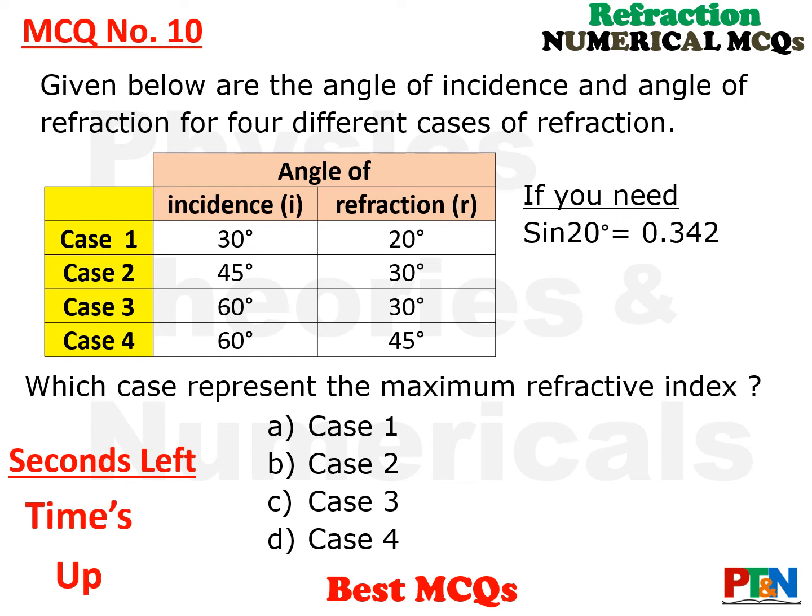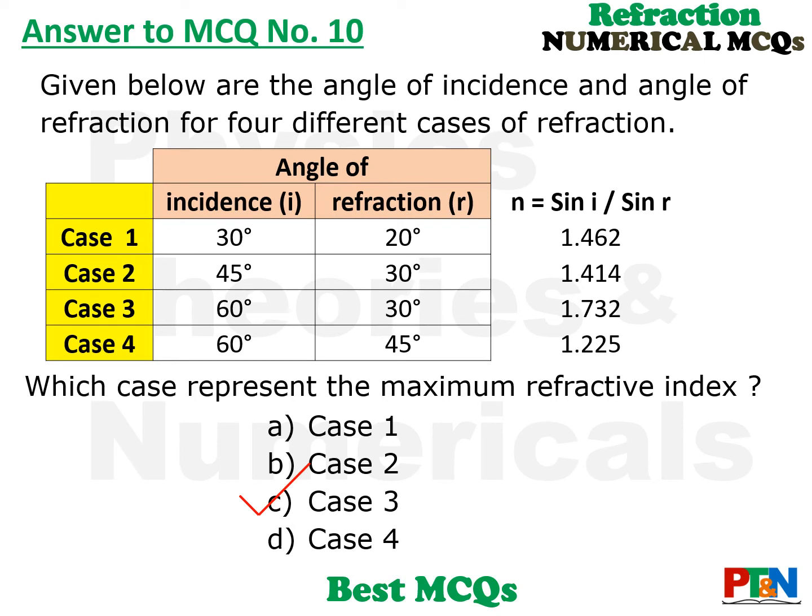Time's up. Let's see the answer. The answer is case 3. So what you have to do? You have to just calculate the values of n, that is sin i by sin r. Four calculations you have to do. Get the values, choose the maximum one, that is case 3. That has got the maximum refractive index.